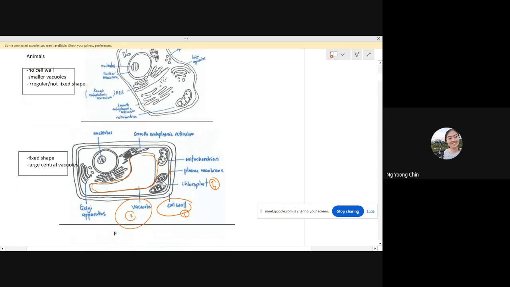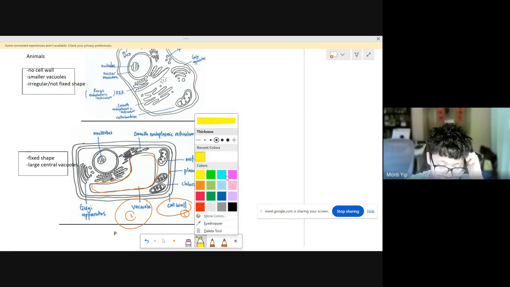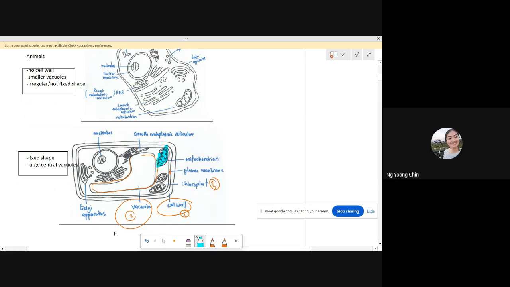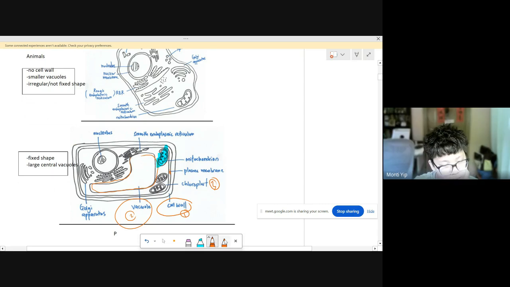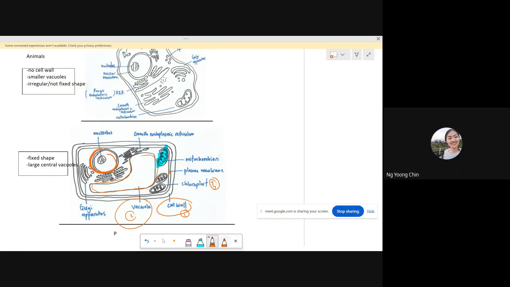See, this is mitochondria. And Monty, you should remember the structure of mitochondria, which is like this. Then you should know the nucleus. This whole thing is the nucleus. Inside the nucleus, there is a nucleolus inside.